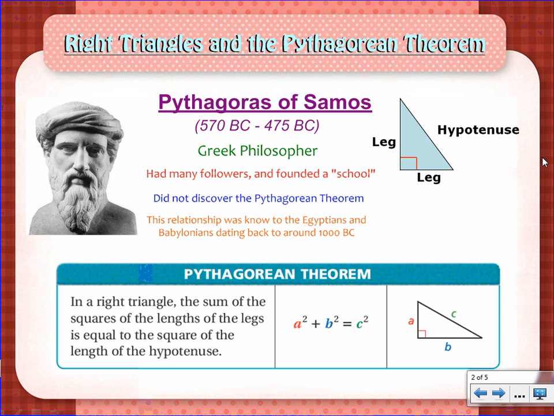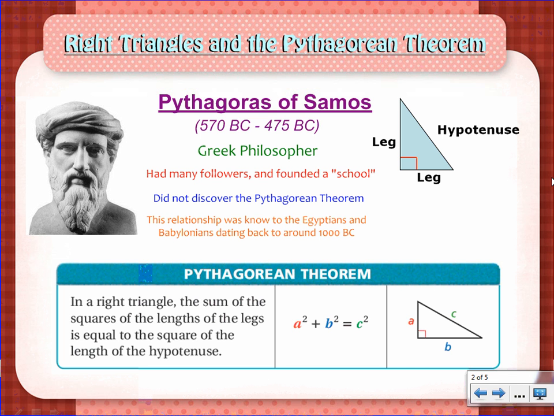But Pythagoras and his followers were the first people that were able to mathematically prove that it worked for any right triangle, regardless of the values of the sides. As long as you had a right triangle, they could prove that a squared plus b squared would always equal c squared. And so they were the first people to prove it and the first people to put it in print. And so they dedicated it to their leader, Pythagoras, and named it the Pythagorean Theorem. And that's where that came from. Okay?